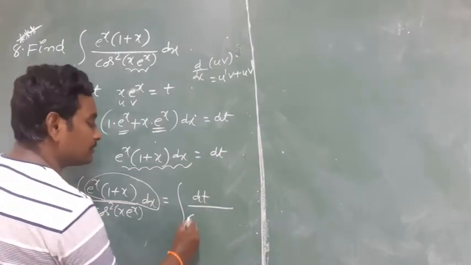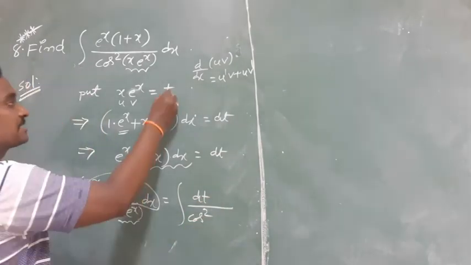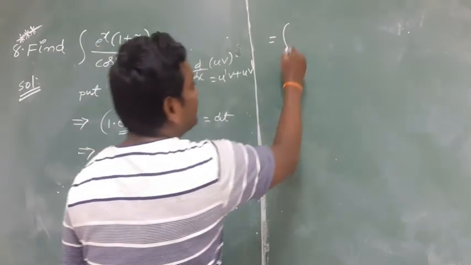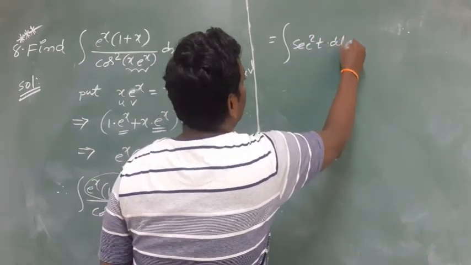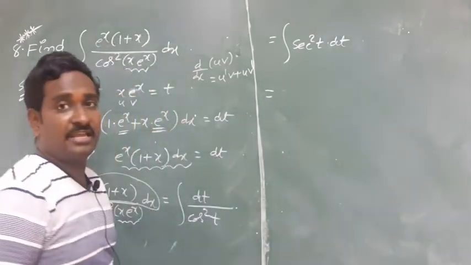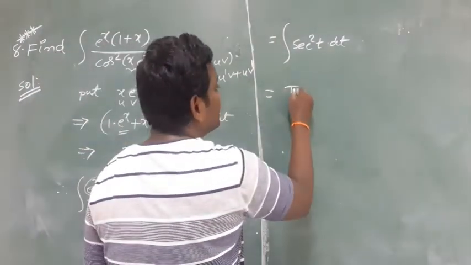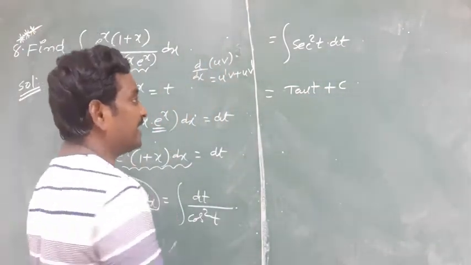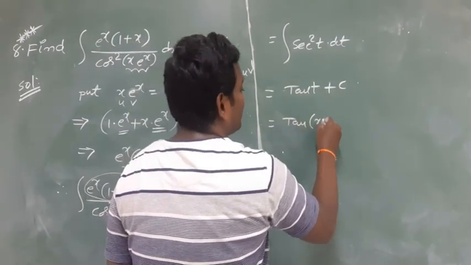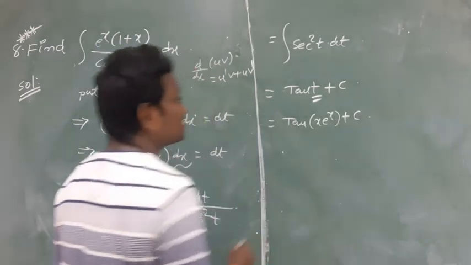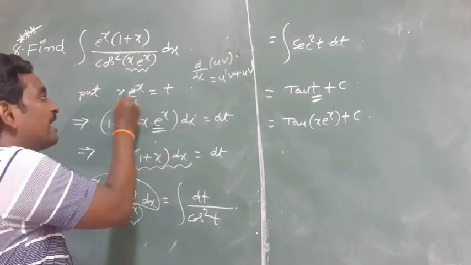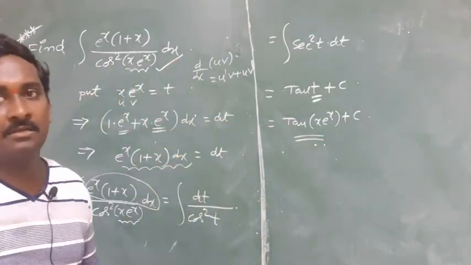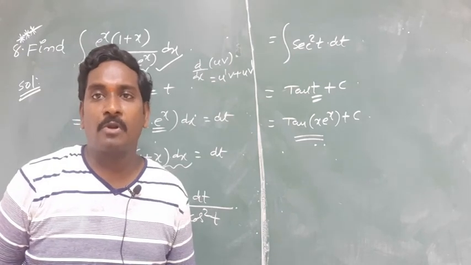by cos square. What is this angle x into e power x? t. Cos square t. That is equal to integration of 1 by cos square t, which can be written as secant square t into dt. What is the integration of secant square t? It is a direct formula. Integration of secant square t is tan t. Integration is completed, that's why add constant c. So you will get tan of x into e power x plus c, because at the final stage we should replace the t value here. This is the result of the given integration. In the next session I will give some more problems. Thank you very much.